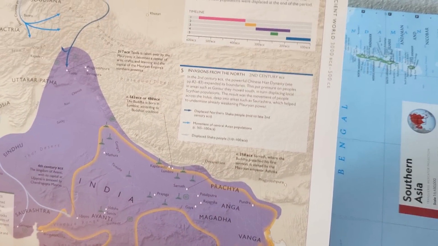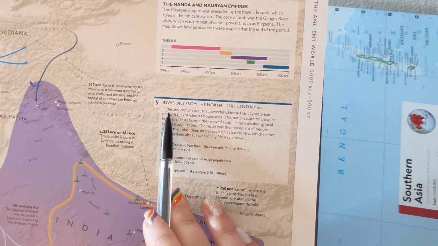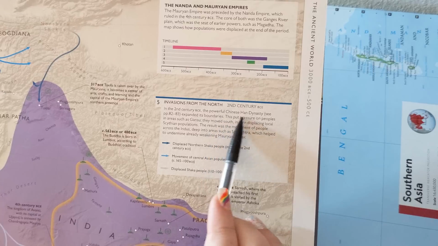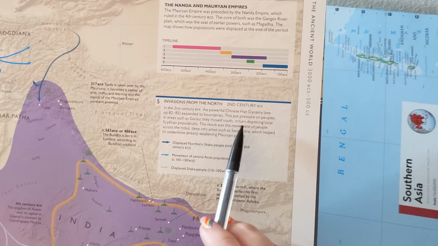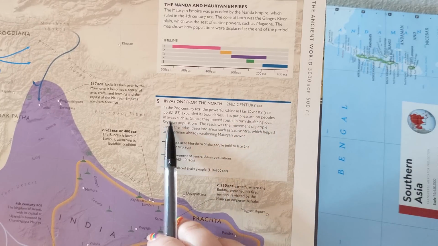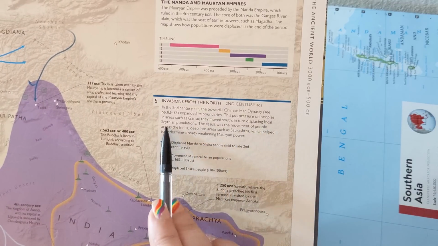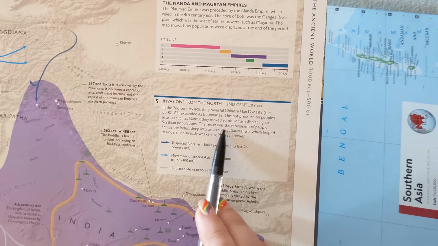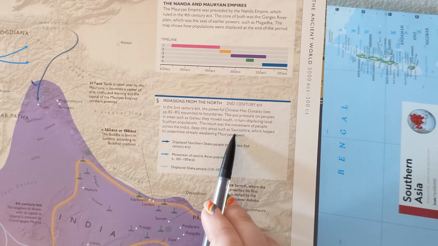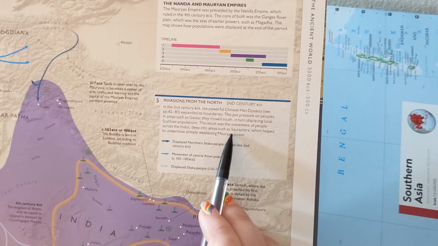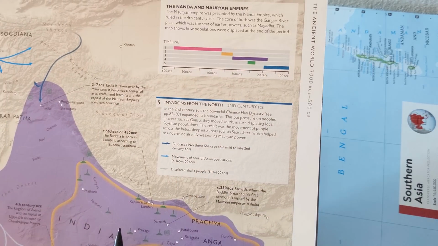Let's see what's next: the invasions from the north in the 2nd century BCE. In the 2nd century BCE, the powerful Chinese Han dynasty, which we're going to look at next, I believe, expanded its boundaries. This put pressure on peoples in areas such as Gansu. They moved south, in turn displacing local Scythian populations. The result was the movement of people across the Indus, deep into areas such as Saurashtra, which helped to undermine already weakening Mauryan power.